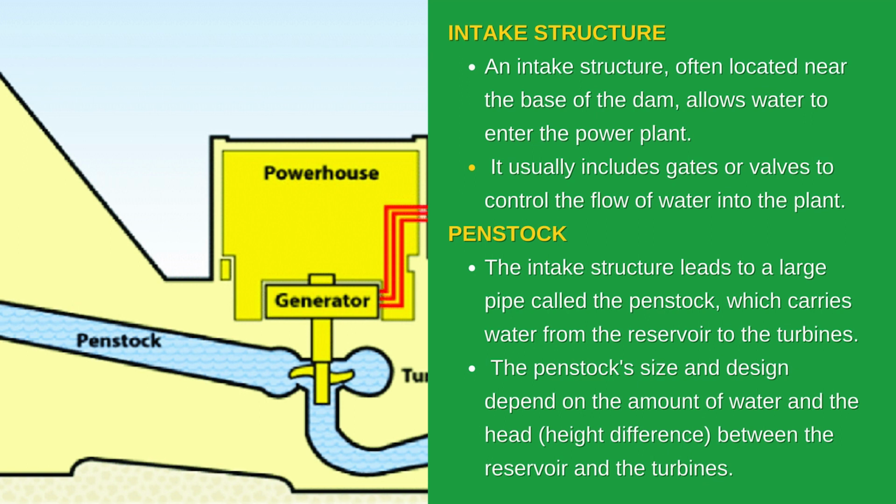Now in brief I will discuss the penstock because I have already talked about the penstock in detail in my previous lecture. The intake structure leads to a large pipe called the penstock which carries water from the reservoir to the turbine. Again, the penstock size and design depend upon the amount of water and the head. About head also I am not going to talk here because we have already talked a lot about head in my previous lectures. The penstock size and design depend upon the amount of water and head difference between the reservoir and the turbines.